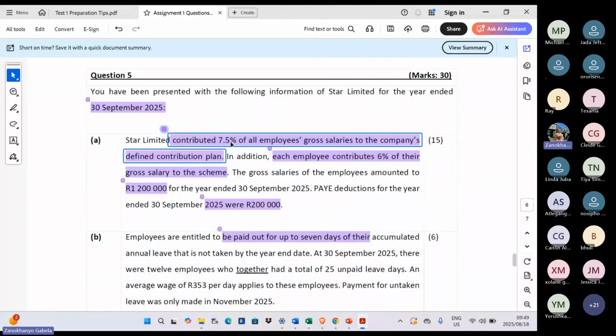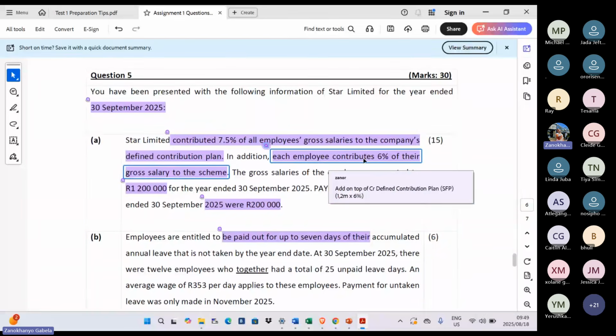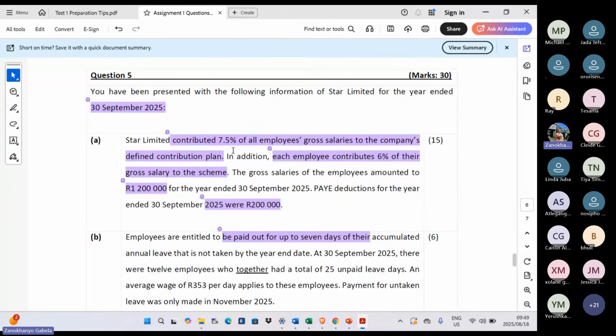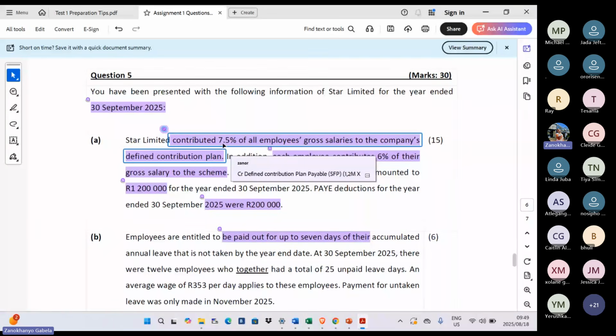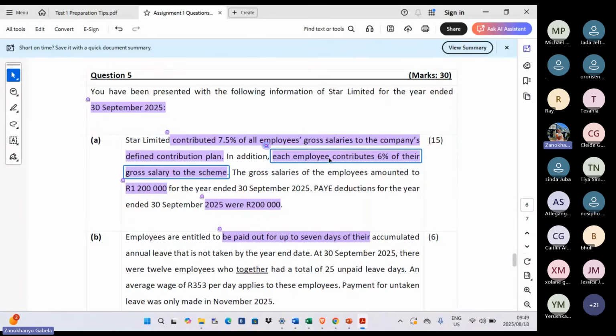The reason why I'm saying we may need more is because sometimes it's both the employer and the employee who contribute. So in this case, this is the employer's contribution, 7.5%. Then the employee also contributes 6%. That means now 1.2 multiplied by 6%. And then now you will credit defined plans with the 7.5%. So you will add the amount you've calculated here together with this one, and then credit defined contribution plan.